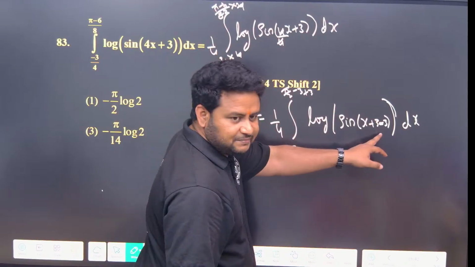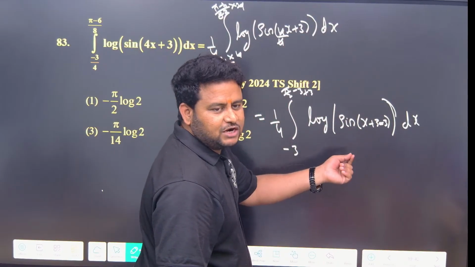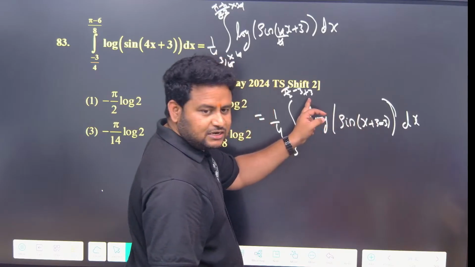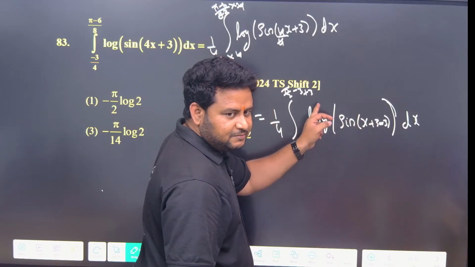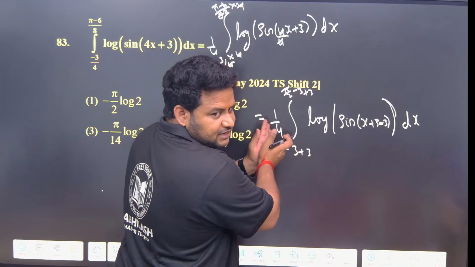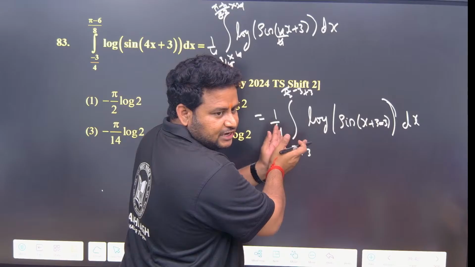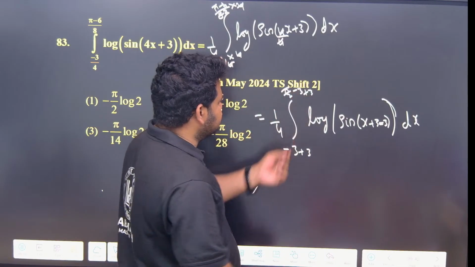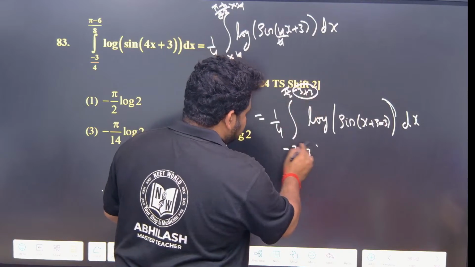Why am I writing minus 3? Property number 8, I am using plus and minus. Here I am writing minus 3, means here it is plus 3. Here also it will be plus 3. When it is addition or subtraction, nothing you will write. So this will become plus 3 minus 3, and plus 3 minus 3 is 0.